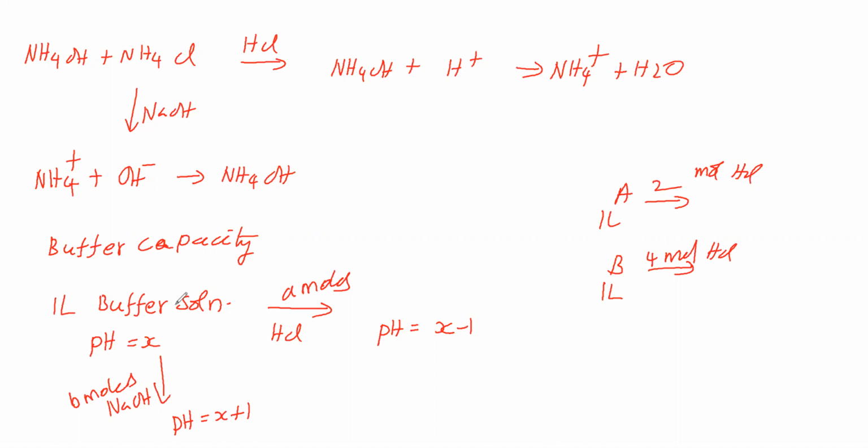Because a buffer solution has a buffer capacity, yes or no? The buffer capacity of a buffer solution depends on the ratio of constituents present in the buffer solution, yes or no? How do we say there is a relation between the ratio of constituents in the buffer solution and buffer capacity? Because you see in this case, it is 1 liter of buffer solution. It requires 4 moles of HCl to decrease its pH by 1 unit. But it requires 2 moles of HCl to decrease its pH by 1 unit.